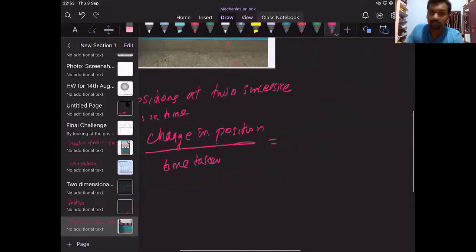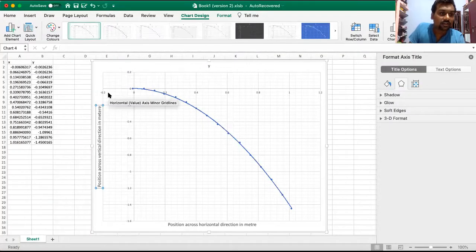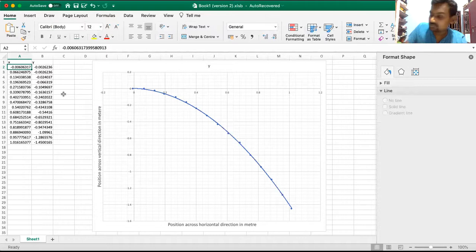To give you an example, let me go back to my Excel sheet. So I'm going to take the first two data points. I'm going to assume the first data point to be 0 here. If you can see across the x-axis, don't forget that I'm talking of the x-axis. So I'm going to take that as 0. The second one is 0.067, let's say, divided by 0.033, correct? So that's meter by second. This basically gives me the velocity across the x-axis.